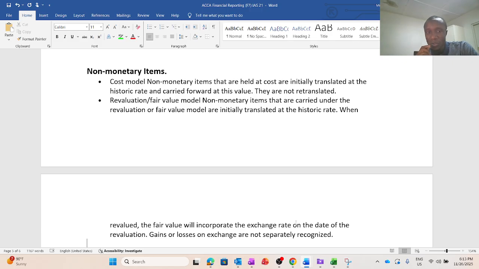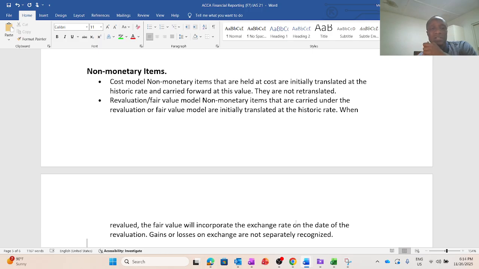So for a non-monetary item that is carried at cost, for instance, if our property, plant and equipment according to IAS 16 is carried at cost, then it means at the end of the year, we are not going to retranslate any foreign currency transaction relating to the asset or relating to the liability.